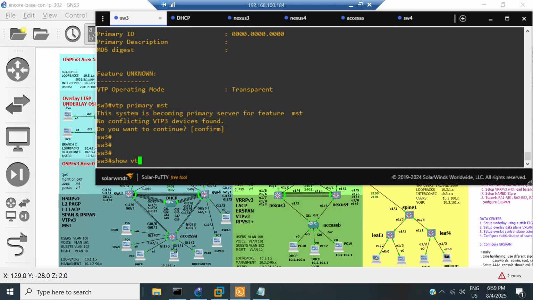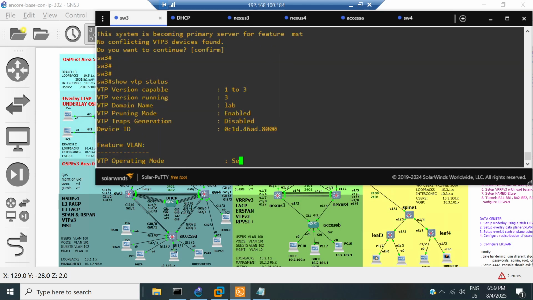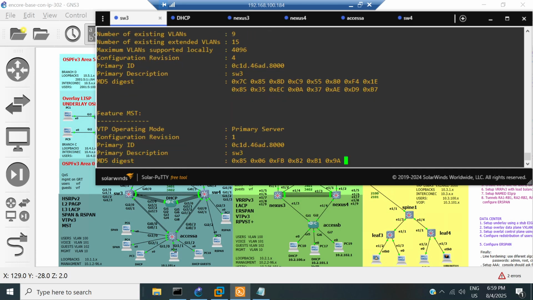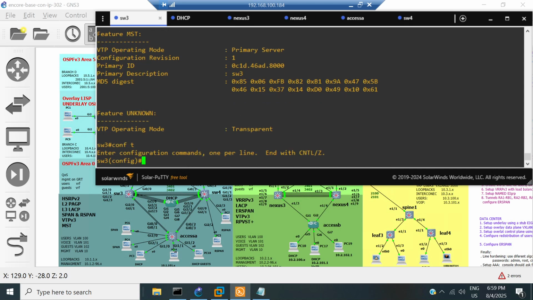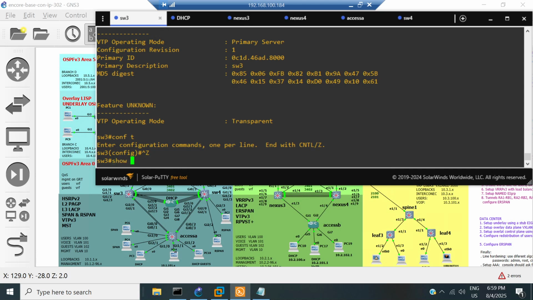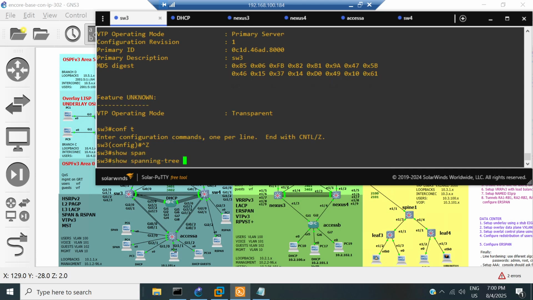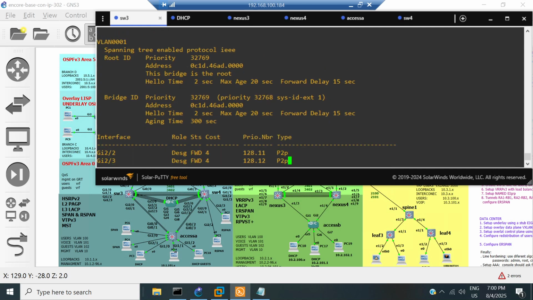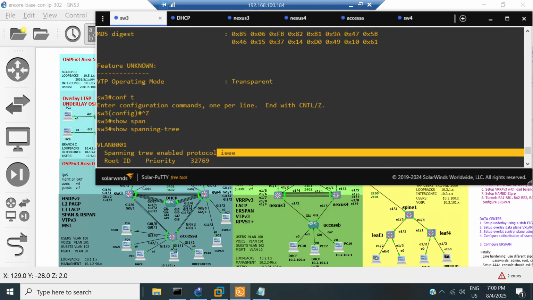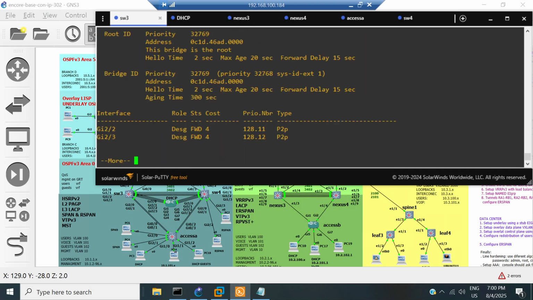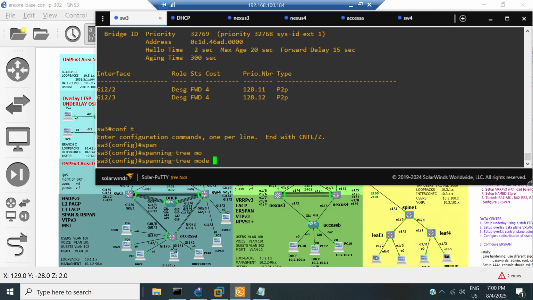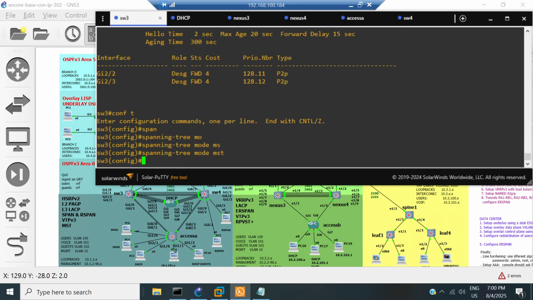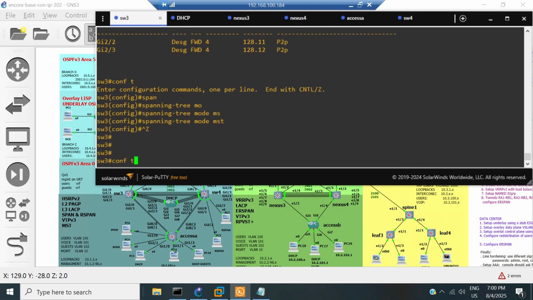So if I issue show VTP status, okay, now I am primary server and I am in VTP server mode for MST, so I can now work with MST. I'm going to check if I am running MST, so spanning tree. I am using the traditional original spanning tree protocol. So the first thing I'm going to do is configure MST, spanning tree mode MST. So I am choosing now MST as my spanning tree protocol.